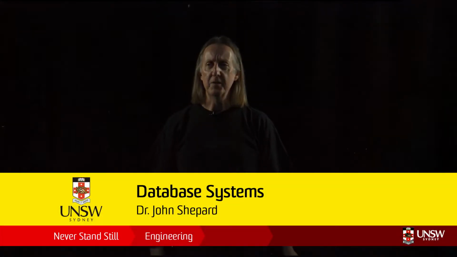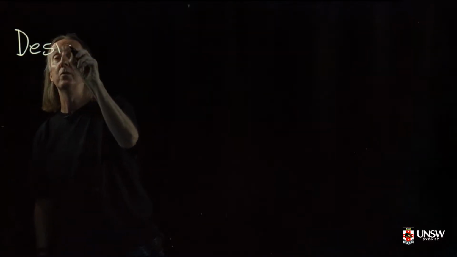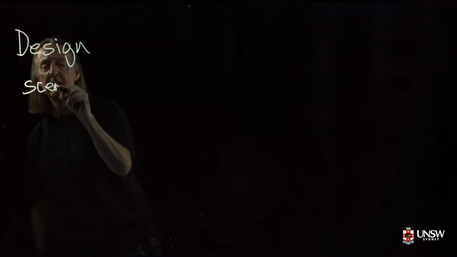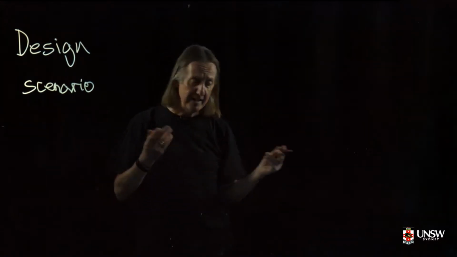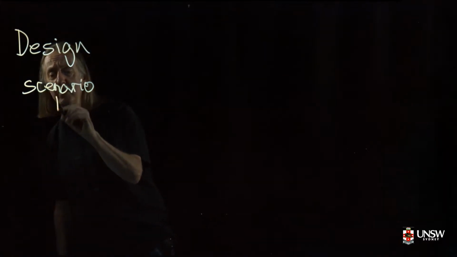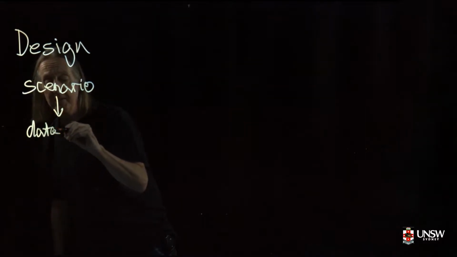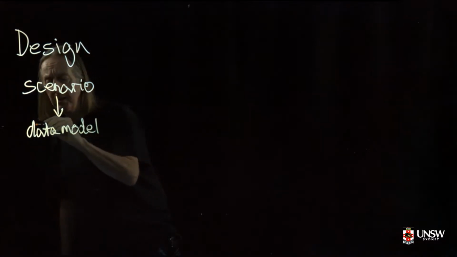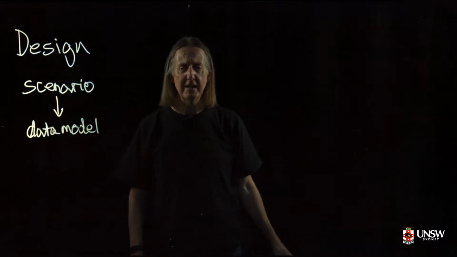Okay, so in the previous video, we talked about the overall design process for taking a scenario and producing something from that by thinking about it, by reasoning about it, and potentially, if you're doing this for a client, asking the client exactly what they want. But eventually you end up with some kind of informal data model.